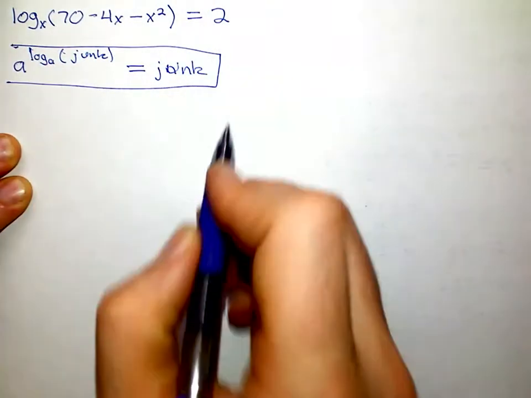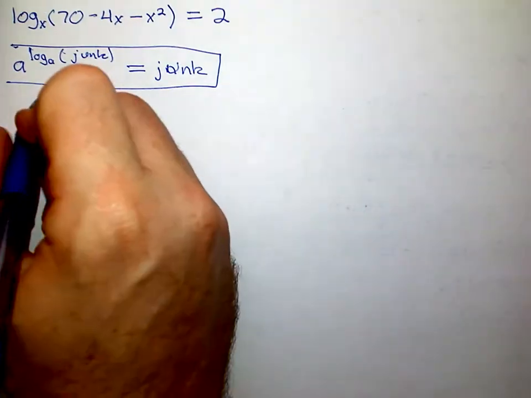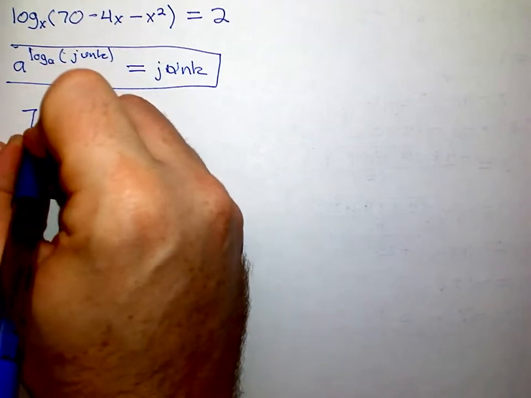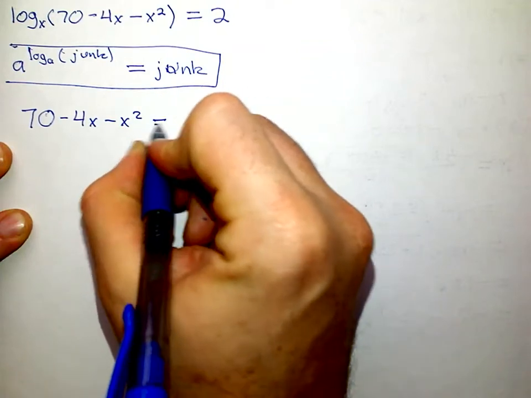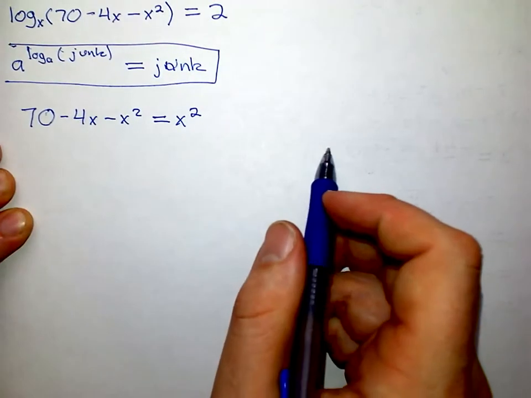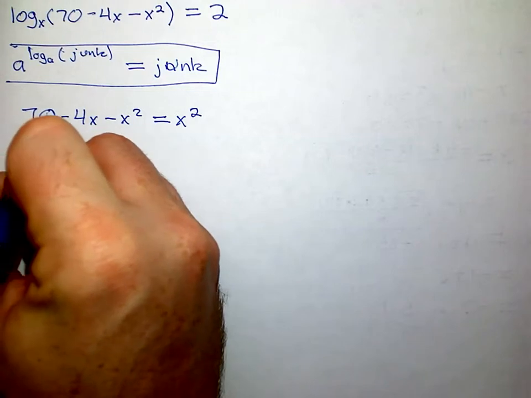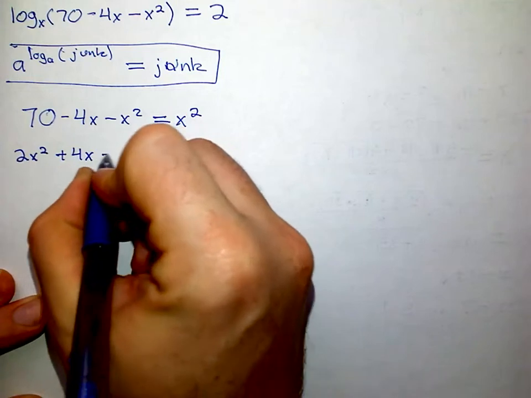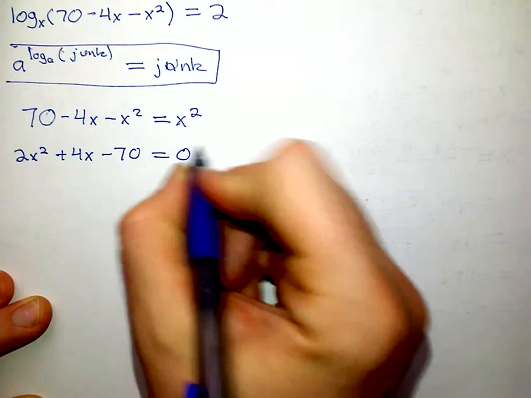I can just take x to the power of both sides, and x to the log base x of anything is just the anything. So on the left-hand side, if we raise to the x power, we just get 70 minus 4x minus x squared, which is equal to x to the 2, because we've raised x to both sides. Simplifying out, we get 2x squared plus 4x minus 70 equals 0.